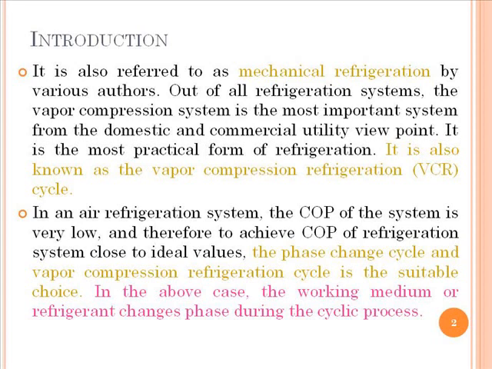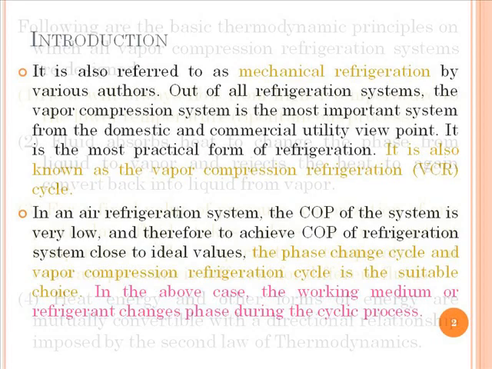In the air refrigeration system, the COP of the system is very low and therefore to achieve COP of refrigeration system close to the ideal value, the phase change cycle and the vapor compression refrigeration cycle is the suitable choice. In the above case, the working medium or the refrigerant is changing the phase during the cyclic process. So now we have to discuss about VCR cycle in which the phase change is observed during the cyclic process.